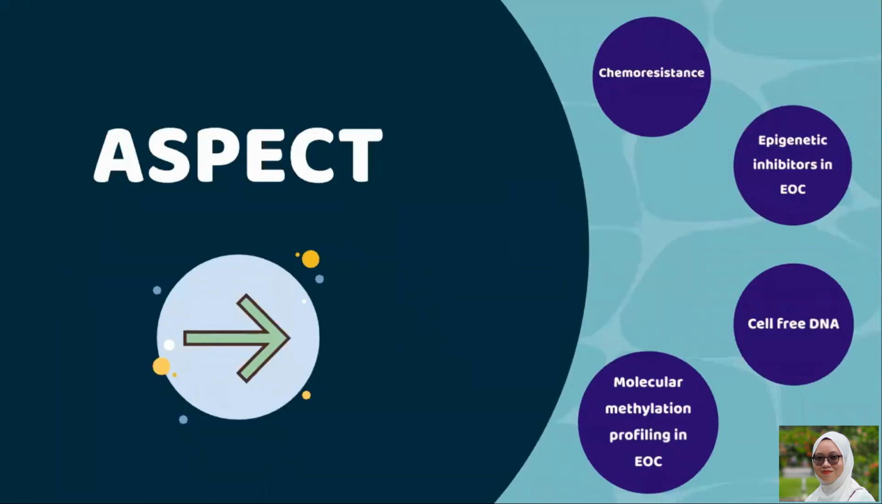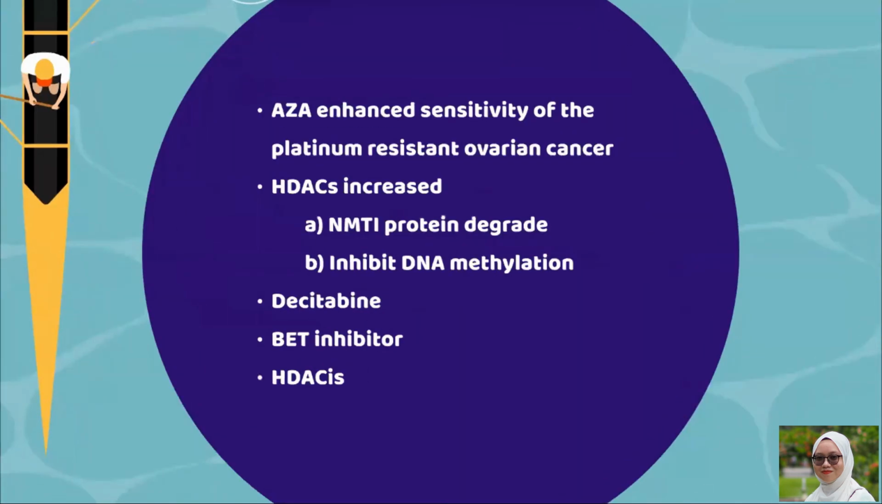Second are epigenetic inhibitors in EOC. DNA demethylation agents such as 5-azacytidine, AZA, were used to reverse gene silencing by DNA methylation. AZA enhanced the sensitivity of platinum-resistant ovarian cancer cell lines. HDAC inhibitors have been evaluated in cell lines, where they promote DNMT1 protein degradation and inhibit DNA methylation. It was also found that the anti-tumor effects of decitabine treatment varied, up to no effect for ovarian cancers.